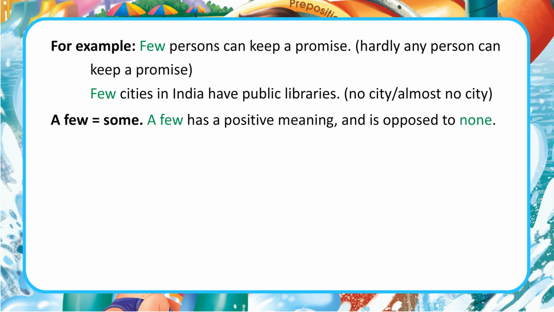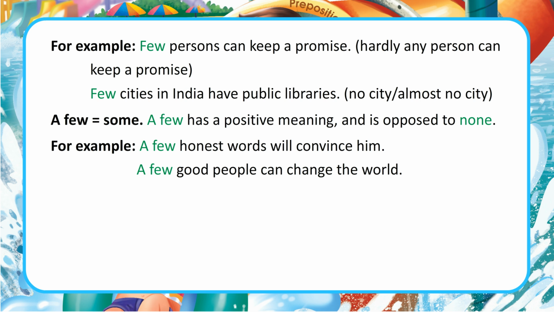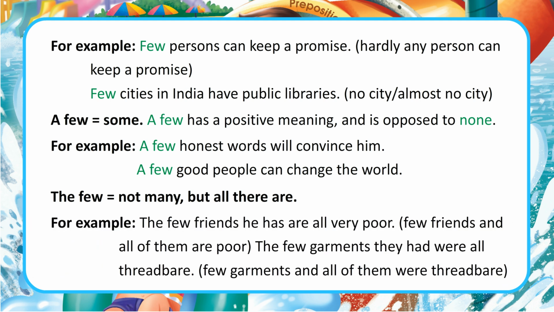A few equals some. A few has a positive meaning and is opposed to none. For example, a few honest words will convince him. A few good people can change the world. The few equals not many, but all there are. For example, the few friends he has are all very poor. Few friends and all of them are poor. The few garments they had were all threadbare. Few garments and all of them were threadbare.